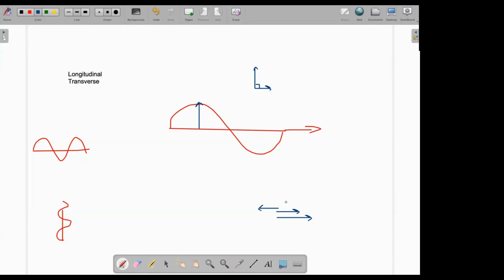So you have a transverse wave, and the famous transverse wave is the light wave. Then you have a longitudinal wave, and one of the famous longitudinal waves is the sound wave. And we are going to see about both of them in this chapter.